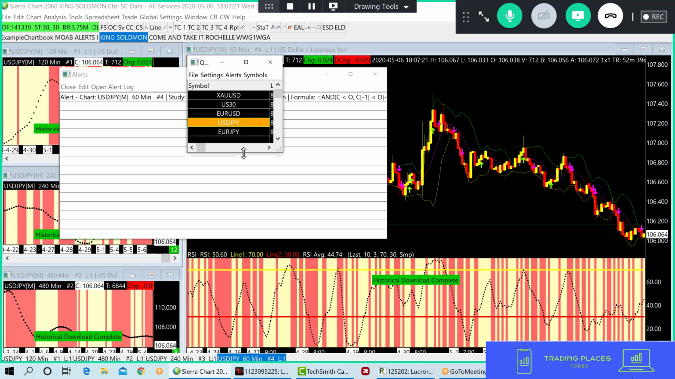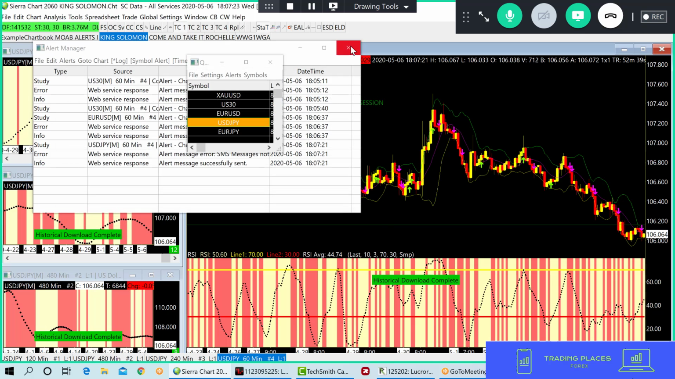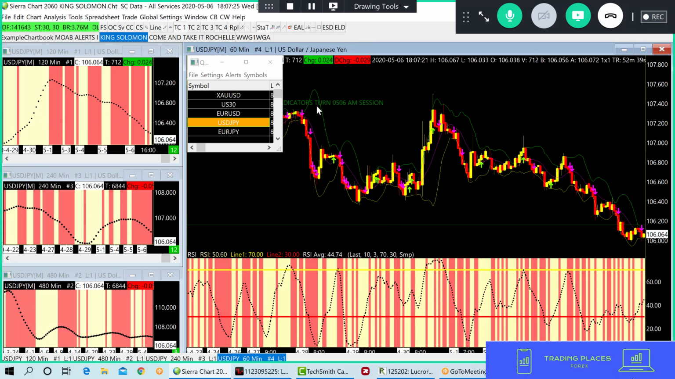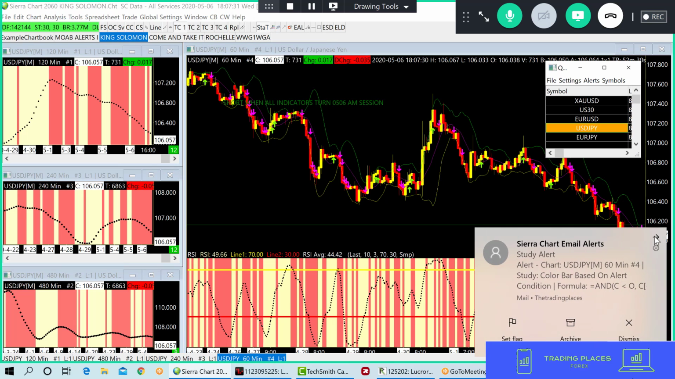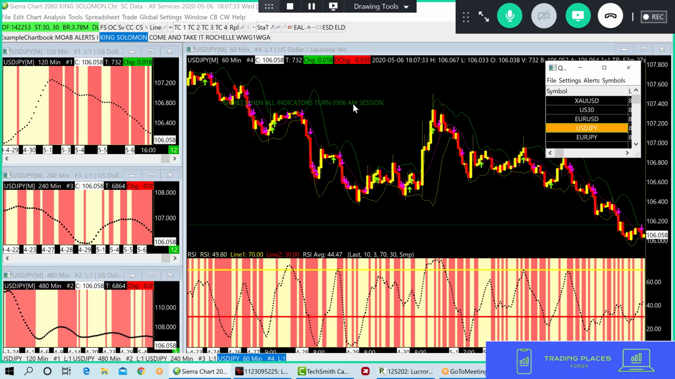US dollar versus the Japanese yen. When the indicators turn, let's move this out of the way to see what it says here. Let's put it over here. It says short when all indicators turn. That's today in the AM session, and it went short. This is where I marked it, and everything under there is all profit. So it did fantastic. We did another great job. King Solomon actually did that, and I'm taking credit for it.